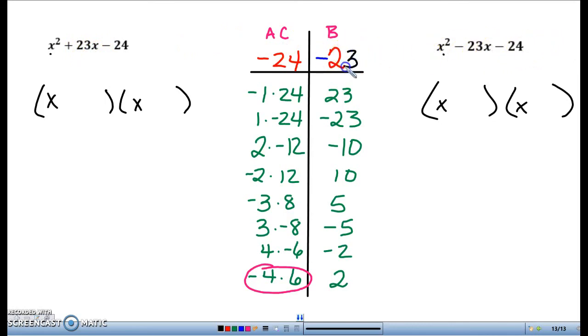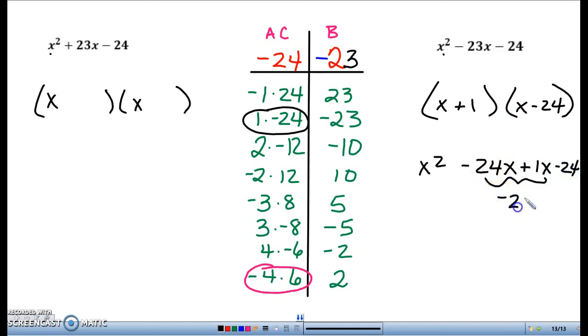So let's put a 23 right here. If it's negative 23, which we have right here, I'm going to use these two factors: plus 1 and minus 24. Okay, double checking with FOIL. I get x squared. Outside two terms, minus 24x. Inside two terms is, whoops, that's funny, 24x plus 1x minus 24. Those add up to negative 23x. Okay, I know I did that one right.